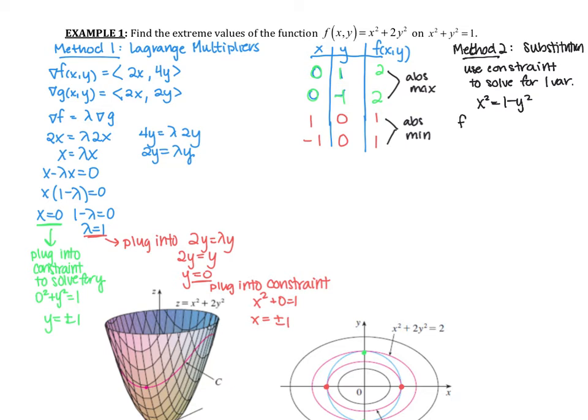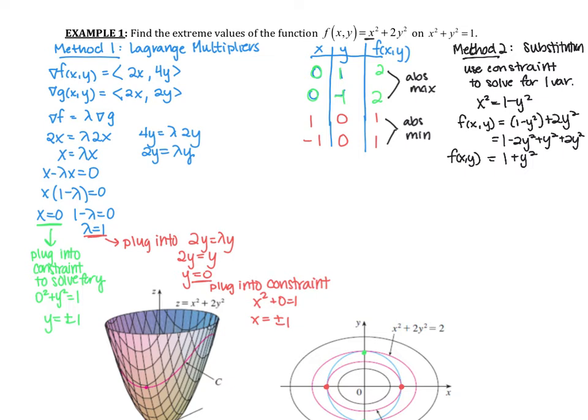Because I'm going to substitute this back into my function, f of xy. So instead of it being x squared plus 2y squared, I'm going to put in the 1 minus y squared plus 2y squared. And I'm going to simplify this. Simplifying this, I get 1 minus y squared plus 2y squared. So we get 1 plus y squared is my function f of xy when we substitute that in.